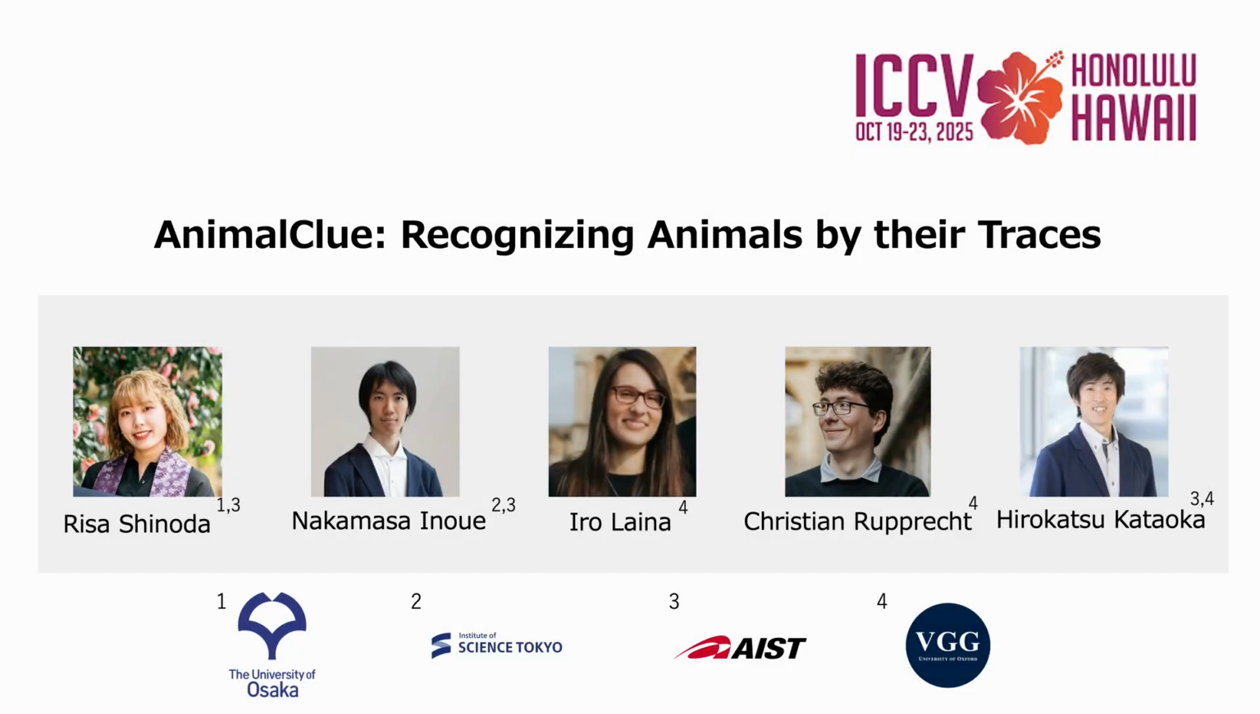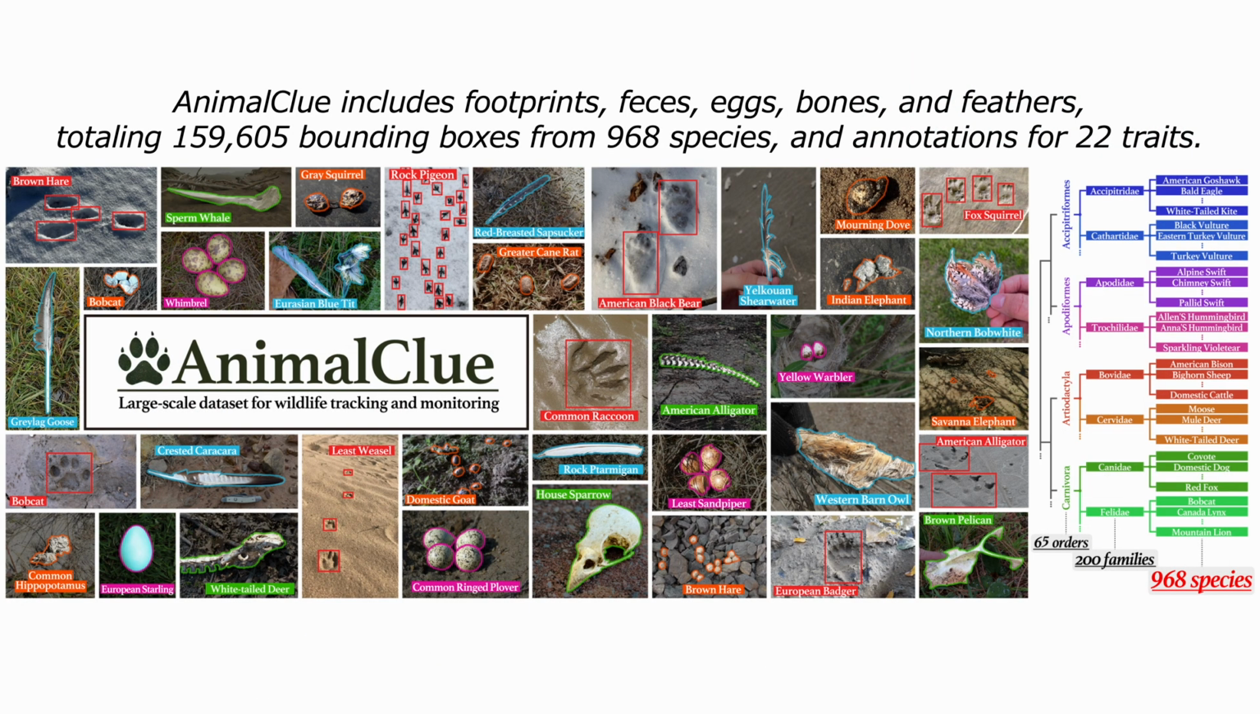We introduce AnimalClue, recognizing animals by their traces, presented at ICCV 2025. AnimalClue includes footprints, feces, eggs, bones, and feathers, totaling 159,605 bounding boxes from 968 species and annotations for 22 traits.